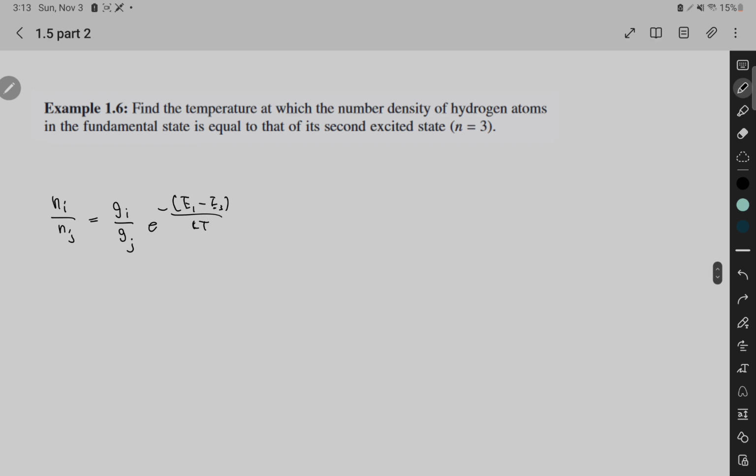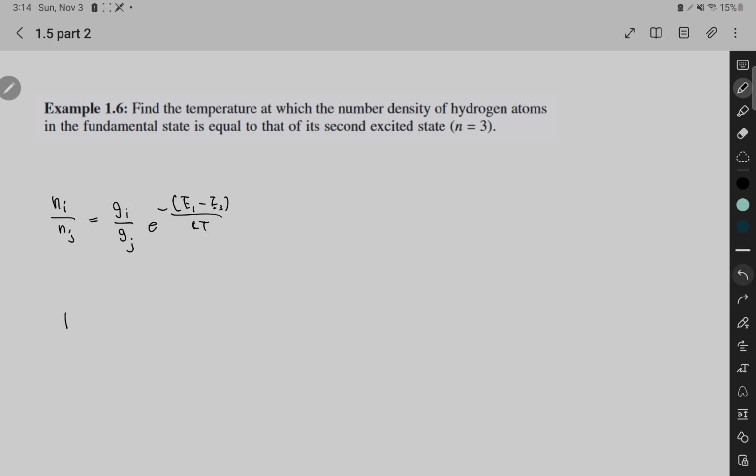So in this case, what do we know? What is the information that we know? Well, we're trying to find the temperature. The temperature is the thing that we're trying to find. And it already tells us the number density of hydrogen atoms in the fundamental state. So at n equals to 1, it's going to be equal to that of its excited state, right? So when two things have equal value, what's their ratio? Well, their ratio is 1, right? So what we're going to have left is just going to be 1, because you have the same number on top, same number on bottom. That's the condition given in this question that says fundamental state, so ground state, is equal to that of its second excited state, n equals to 3.